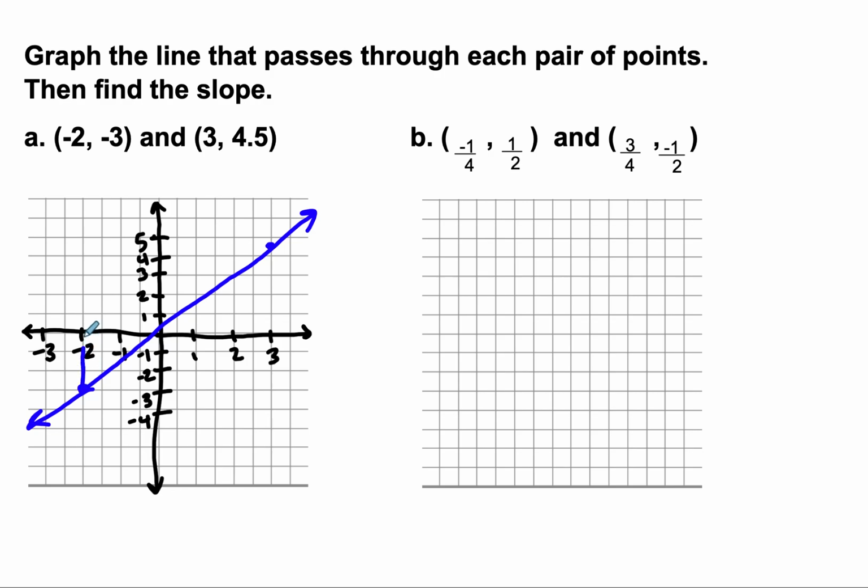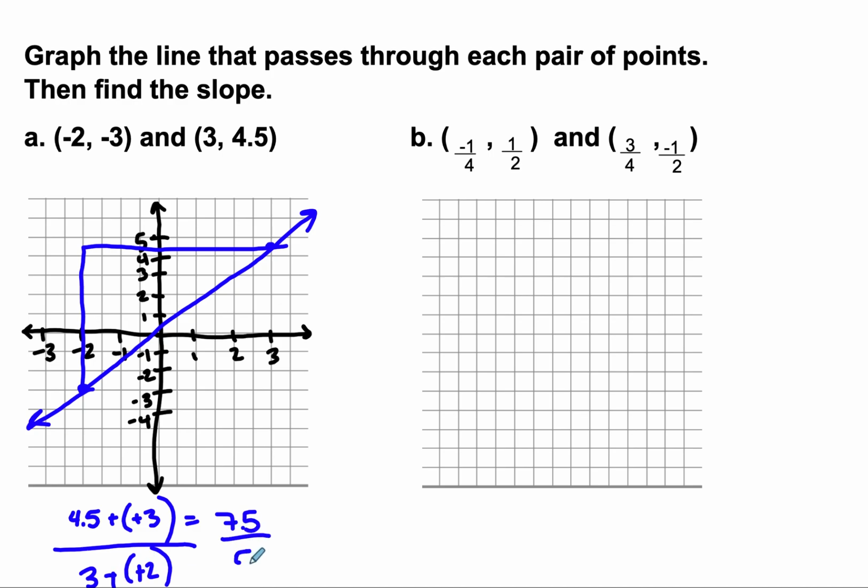All right, I'm going to connect my points to find my slope. So let's see. I start at -3 and I'm going up to 4.5. So it's like 4.5 minus -3. If I do that, it gives me 7.5. I'm going up 7.5. And then from side to side, I'm going from -2 over to +3. I used this point first in my subtraction below, so I'm going to do that point first again. 3 minus -2 gives me 5. So I have 7.5 over 5.